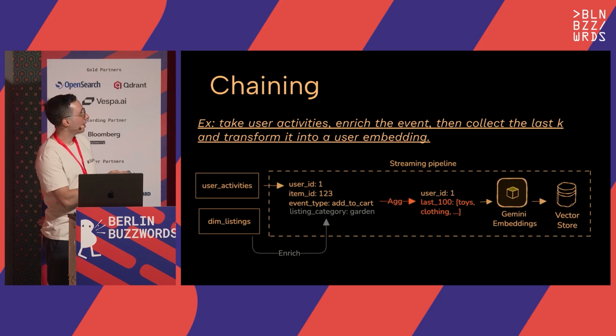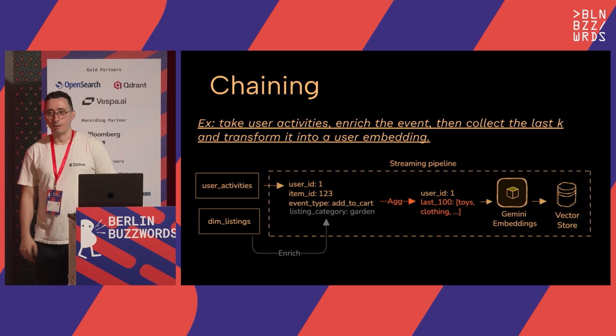So here we have a user ID, item ID, event type kind of event. And what we want to say is, okay, we have this dim listings table in the warehouse. We want to enrich the category onto this, right? And so now we have this enriched event. And then we're going to do this aggregation to take the last 100 things that a user did and pass that to an embeddings model, for example.